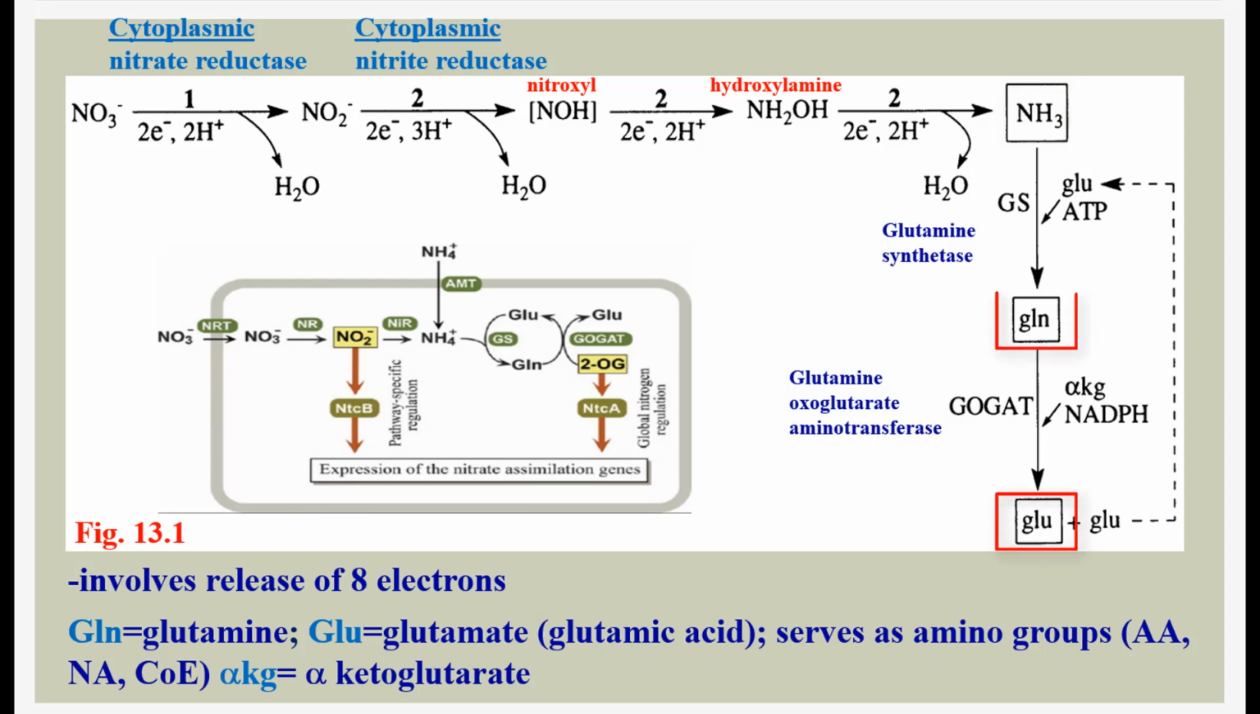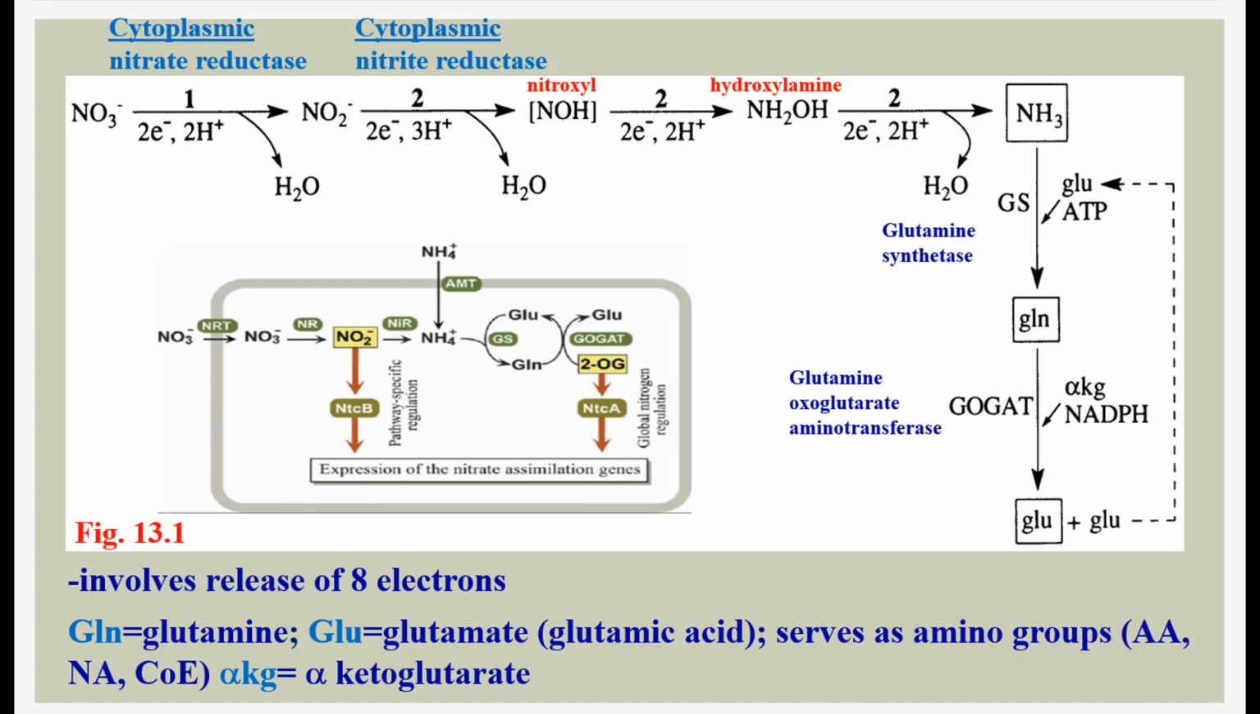Glutamate and glutamine are important sources of amino acids for other nitrogen-containing macromolecules in the cell. They serve as amino groups in amino acids, nucleic acids, and coenzymes.